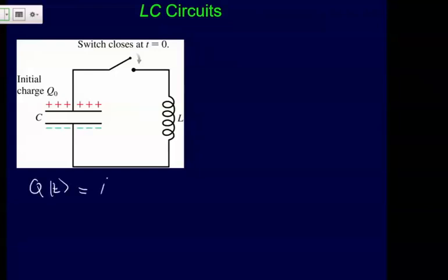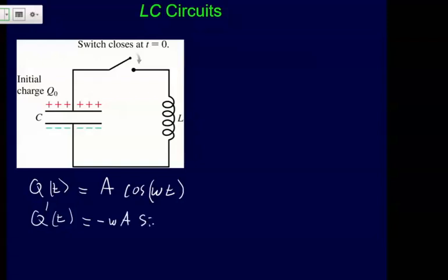And so I'm just going to write my cosine function like this here. Okay, so this is my Q of t. At time 0, I'm going to have the maximum value of my charge. And then what I can do is take a few derivatives. So here's Q prime of t. If I do that, I get negative omega A sine omega t. And if I take two derivatives of that, I get negative omega squared A times cosine omega t.